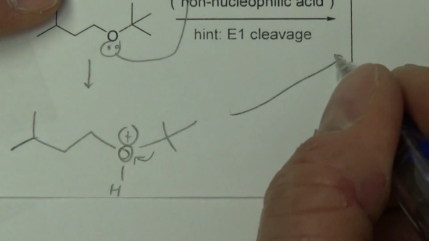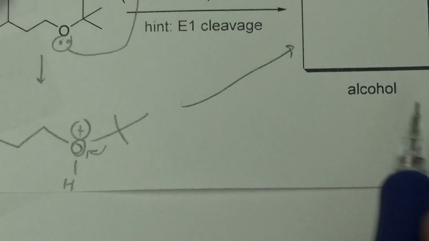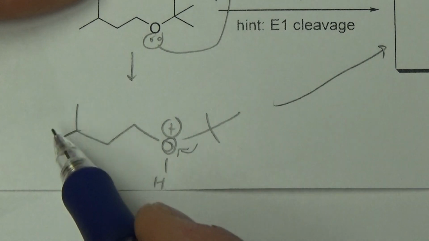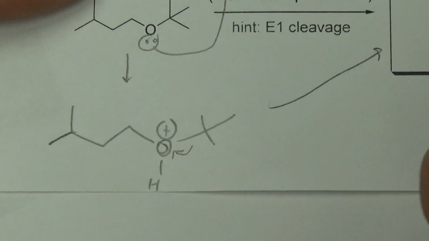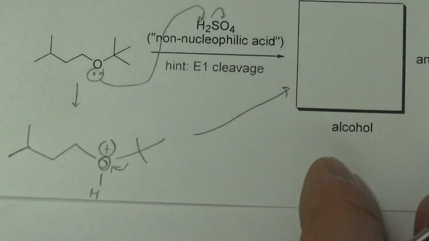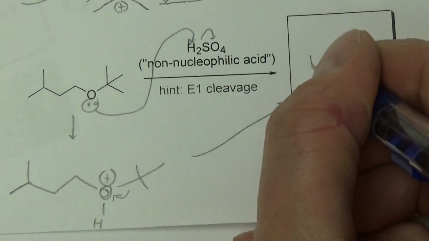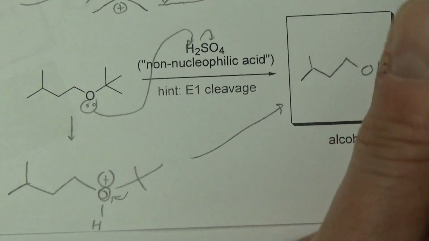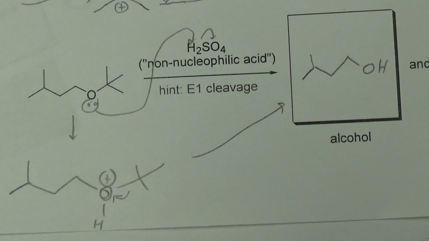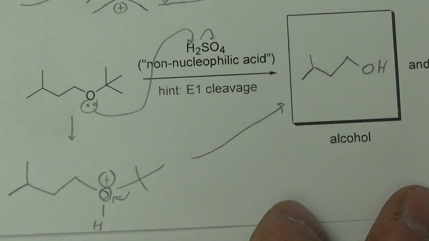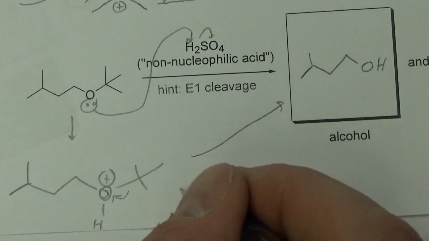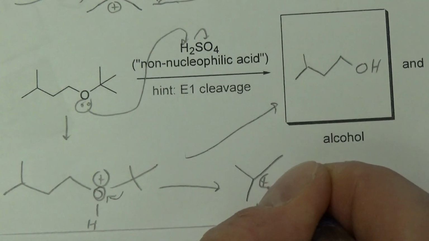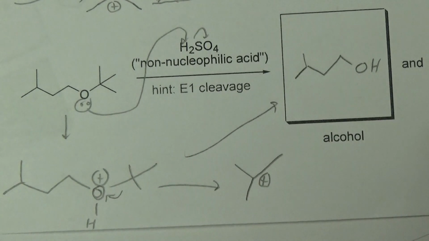How many carbons in the alcohol? Looks like it's 1, 2, 3, 4, 5. A 5-carbon alcohol with a branching at the end. So that looks like, there we go. Primary alcohol. And then what's the other thing that forms? A tertiary carbocation. Right?